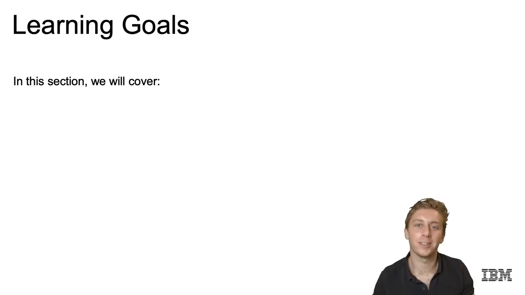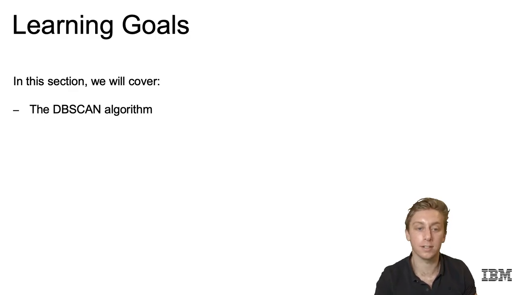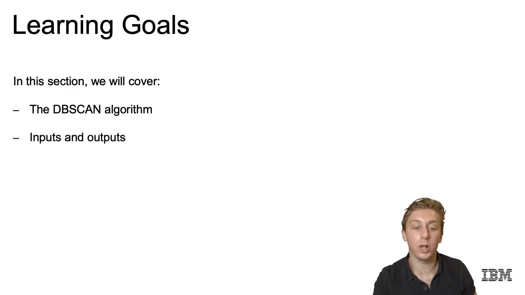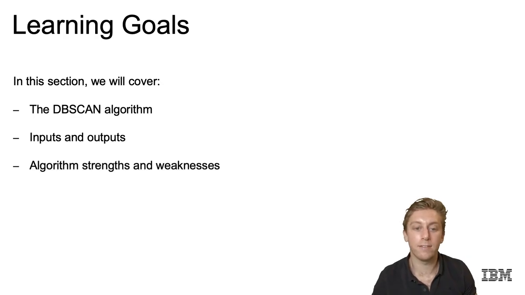Now let's cover the learning goals for this section. In this section, we're going to discuss how this DBSCAN clustering algorithm actually works in finding our different clusters. We will also discuss the input arguments and their importance for determining our clusters, as well as discussing the outputs of our DBSCAN algorithm. And finally, we'll close out by discussing the strengths and weaknesses of working with the DBSCAN algorithm.